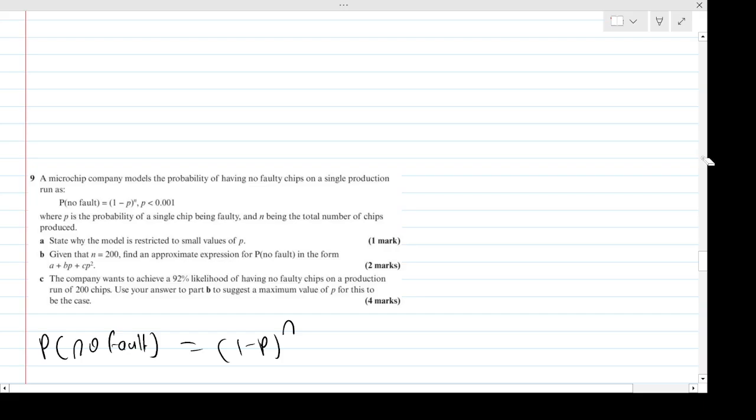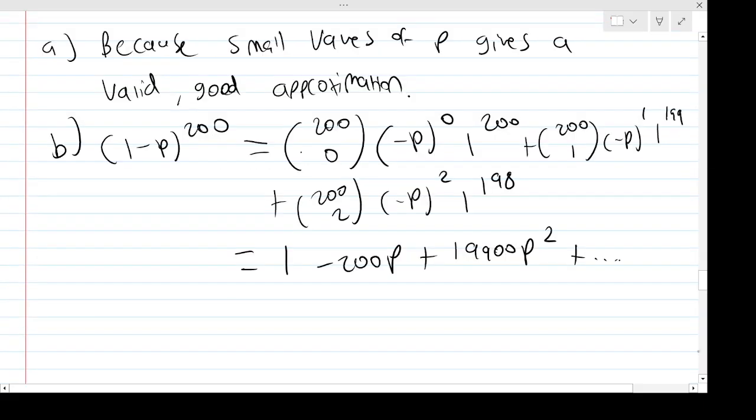And so the approximate expression, that's approximate to just these terms, right? So it's approximate to 1 minus 200p, add 19900p squared, and there's no more terms after it, right? That's the approximation. Cool, okay.